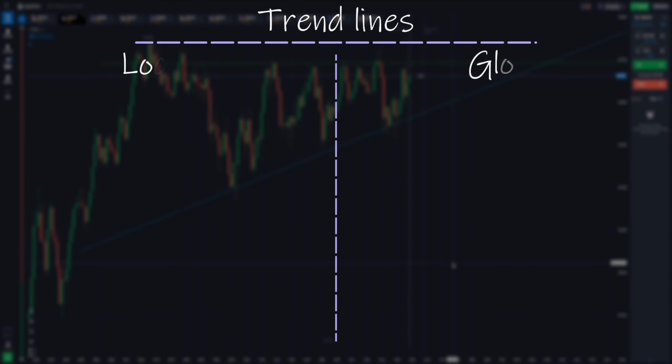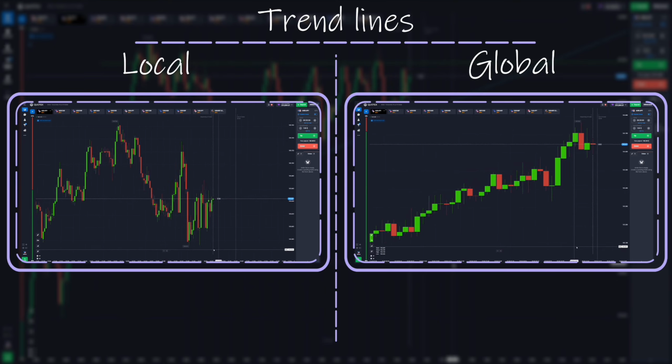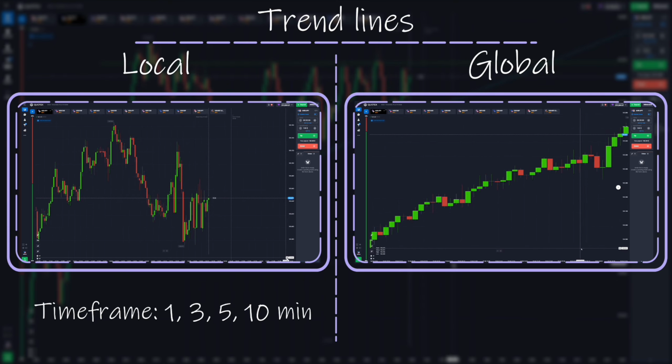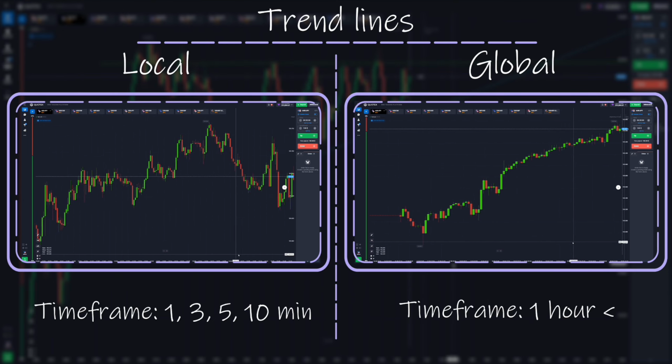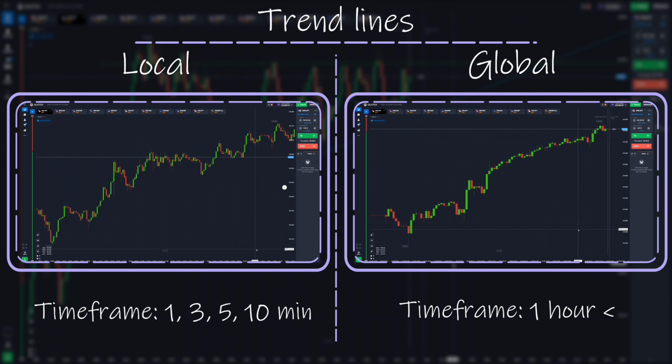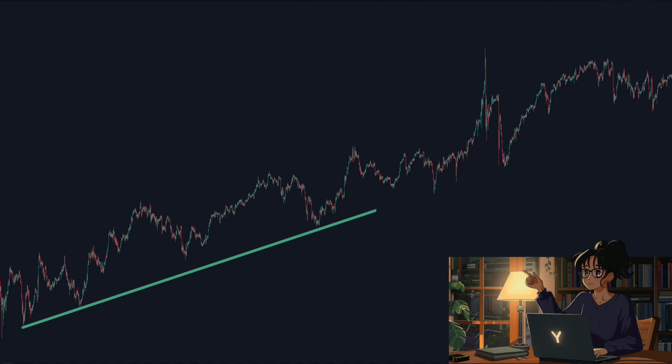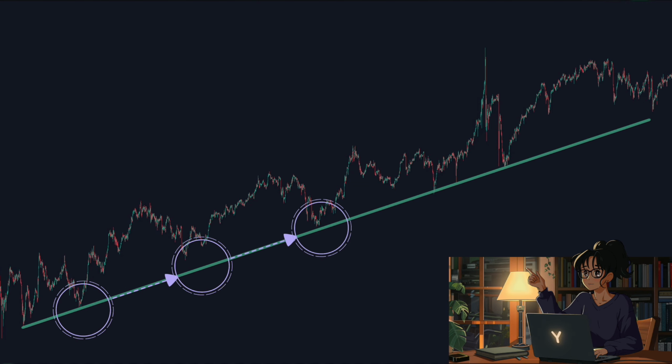Remember, there are 2 types of trend lines: short-term local trends, which last from 1 to 10-minute charts, and long-term global trends, which appear on charts from 1 hour and above. Long-term trends rarely change unless there's big news or global events.